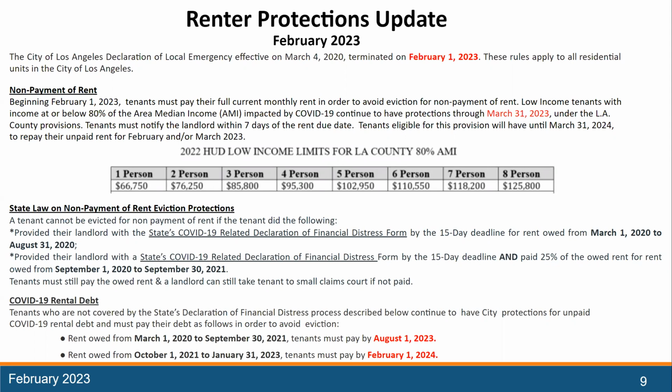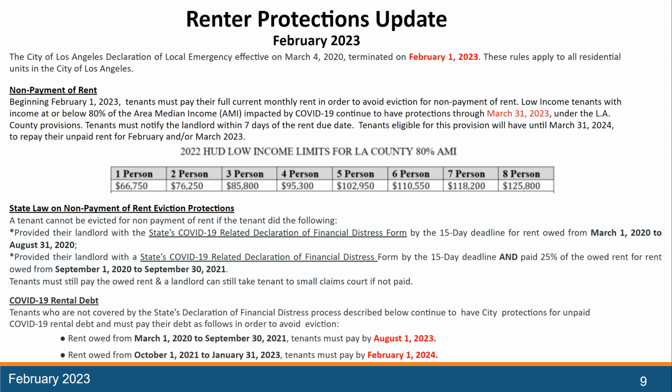For the time period between March 1st, 2020 through August 31st of 2020, a tenant can never be evicted for non-payment of rent if they gave the landlord a COVID-related declaration of financial distress. Even though the tenant still has an obligation to pay the amount owed for these months, a landlord cannot take the tenant to eviction court for non-payment of these months.